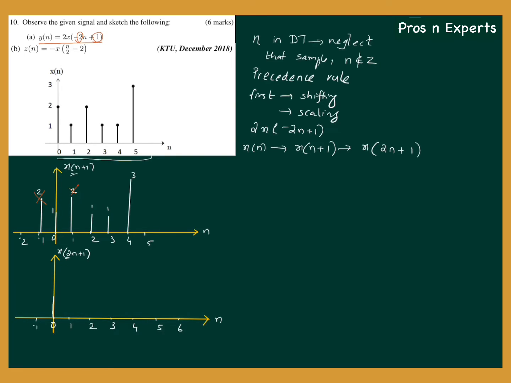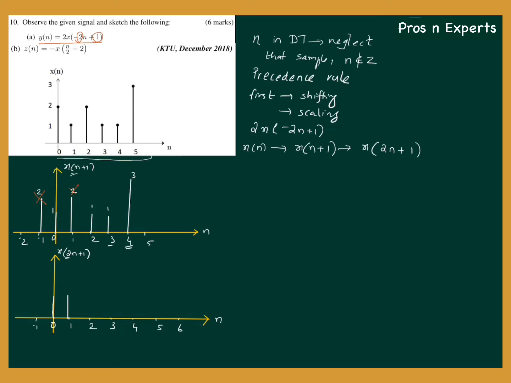Now what is the plight of the sample at n equal to 2? The sample at n equal to 2 goes at 2 divided by 2, that is 1. So the amplitude of that sample is 1. The sample at n equal to 2 comes to n equal to 1. Now what about this sample? Again, 3 divided by 2, 1.5 is not an integer, so you have to neglect this sample.